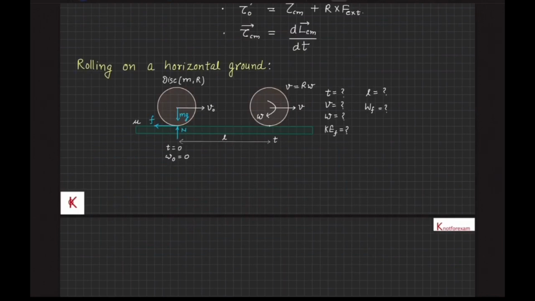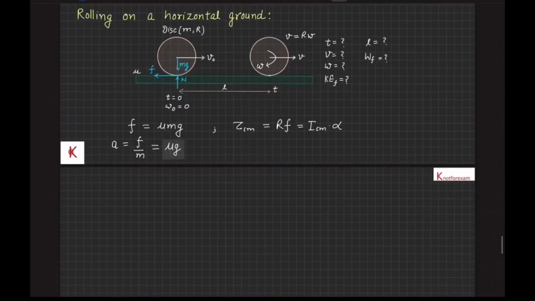A disc of mass m and radius r is placed on a rough surface of coefficient of friction mu with zero angular velocity and linear velocity v naught. Due to relative slipping, kinetic friction mu mg starts acting, and so acceleration of center of mass is equal to f upon m, that is mu g, and torque of friction with respect to center of mass is equal to r into f, that will be equal to I_CM into alpha. Also friction will act until pure rolling starts, and we want to find out the time when pure rolling starts, total length covered in this time, work done by friction, also linear velocity v, angular velocity omega, and final kinetic energy of the rigid body.